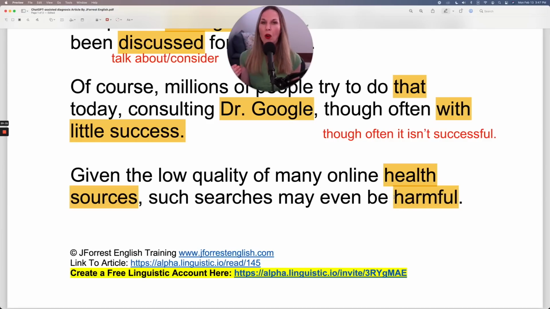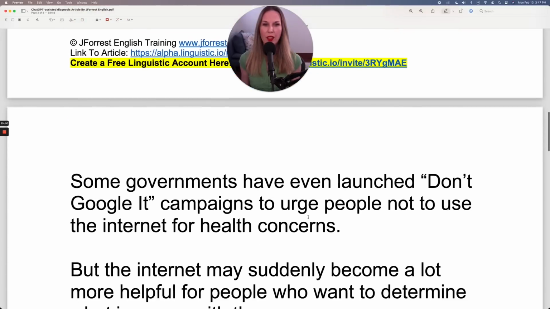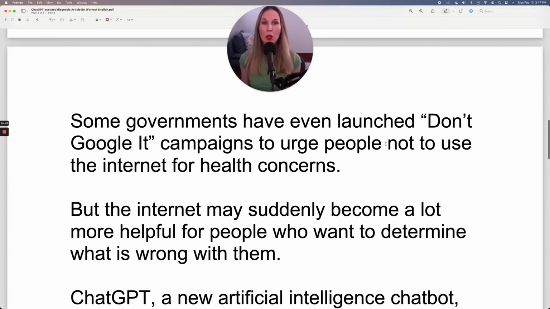When something is harmful, it causes harm. Let's continue on. Some governments have even launched "Don't Google It" campaigns to urge people not to use the internet for health concerns. So let's take a look here. Some governments have launched. Even is just a modifier. Our verb is launch, and the verb is conjugated in the present perfect.